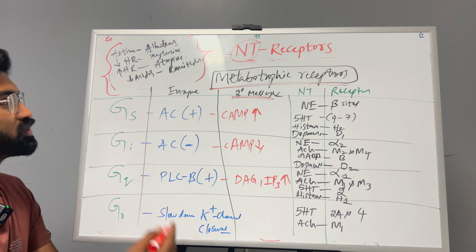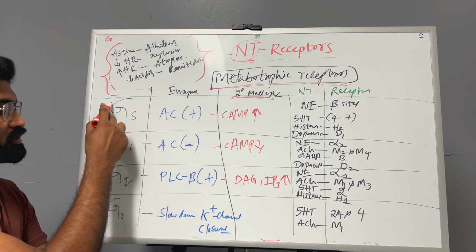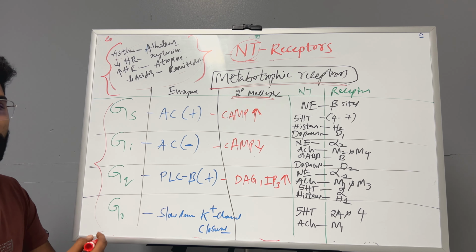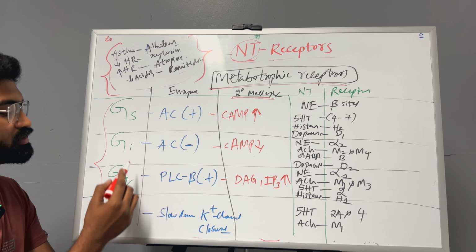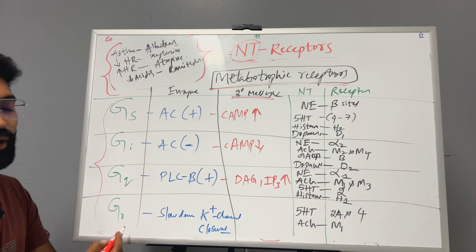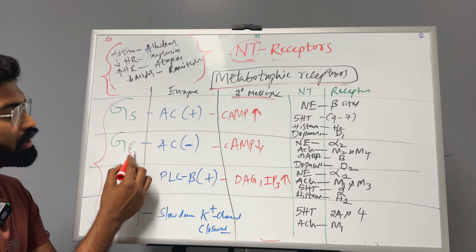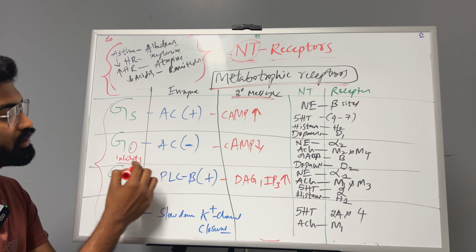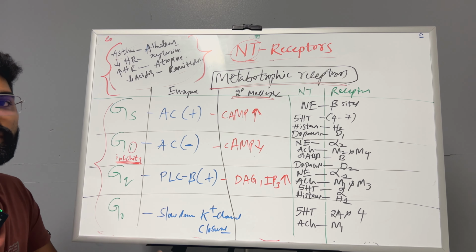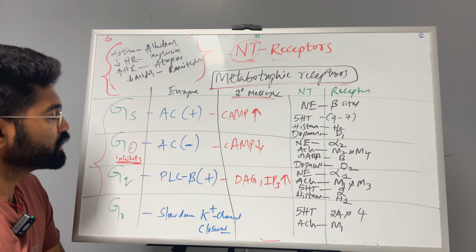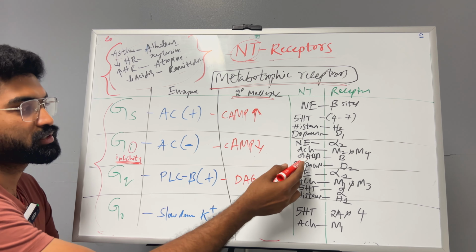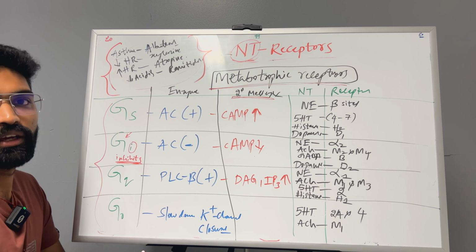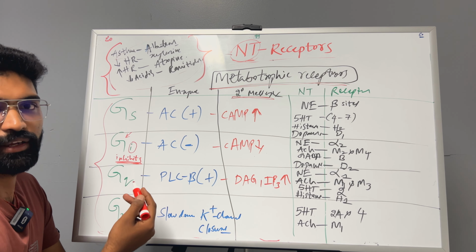Now let us move to the classification of these G protein coupled receptors. They are divided into 4 types: GS, GI, GQ and GO. The cheat code for you is that I means inhibitory. The neurotransmitters which bind with the GI receptors will show an inhibitory action.